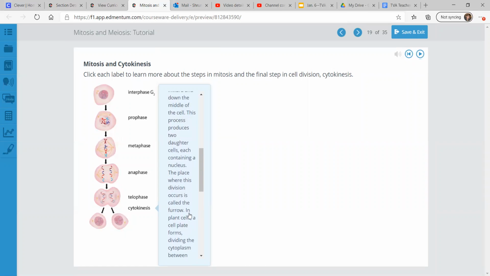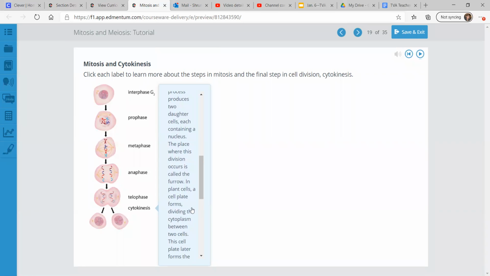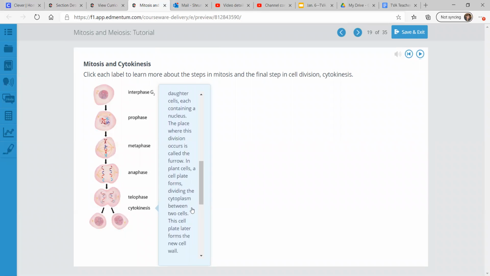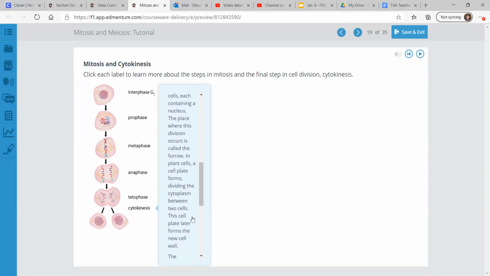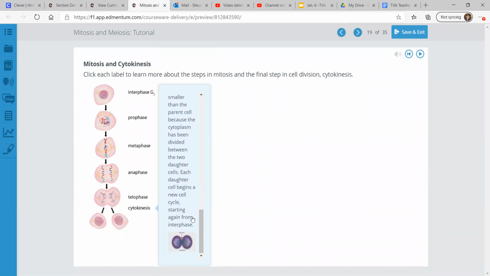The place where this division occurs is called the furrow. In plant cells, a cell plate forms, dividing the cytoplasm between two cells. This cell plate later forms the new cell wall. The daughter cells are smaller than the parent cell because the cytoplasm has been divided between the two daughter cells. Each daughter cell begins a new cell cycle, starting again from interphase. And it just keeps going on and on like that.